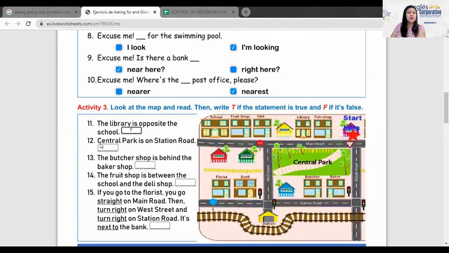Central Park is on the Station Road. Aquí dice Main Road, Station Road, and West Street. Central Park is on the Station Road. False. It's on Main Road, but not in the Station Road. The Bosch butcher shop, la carnicería, the butcher shop is behind the baker shop. Butcher and baker.